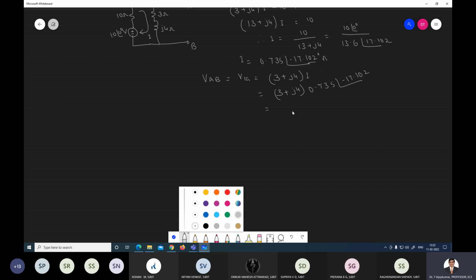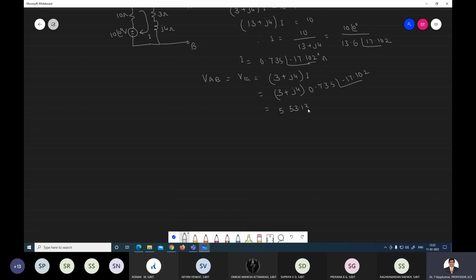Again convert this. If you want to multiply, 3 plus J4 you have to convert. That is 5 at an angle of 53.13. 53.13 into 0.735 at an angle of minus 17.102. How much is it? 3.675 at an angle of 36.028, that is 3.676 at an angle of 36.12 degree volt.